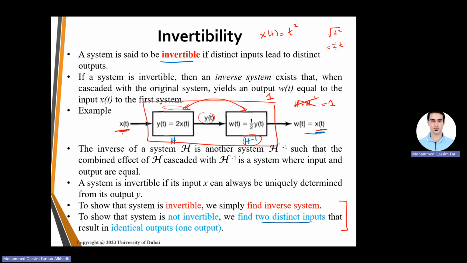Or you can say at t = 2, x = 4, and at t = -2, x is also 4. So I'm getting two points in time that lead to the same output. In this case, the system is not invertible. We find two distinct inputs and they result in the same output. So the square function is not invertible. Is it clear?